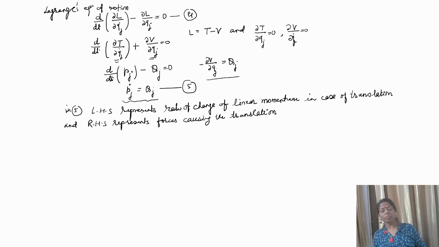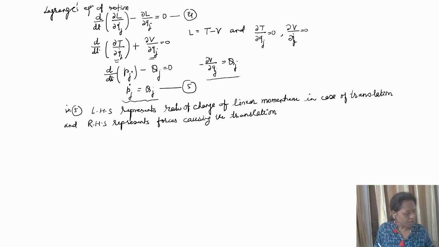Why will we do so? Because we want to show that this 5 is representing the equation of motion for the system which we have considered for this theorem 1. So this is another part of this theorem. Now how will we show that Pj dot is representing rate of change of linear momentum? What is the law? Rate of change of linear momentum is equal to total force. This is the equation of motion. So basically our aim is to show that 5 is representing the equation of motion for the present system, where translation is considered, right?